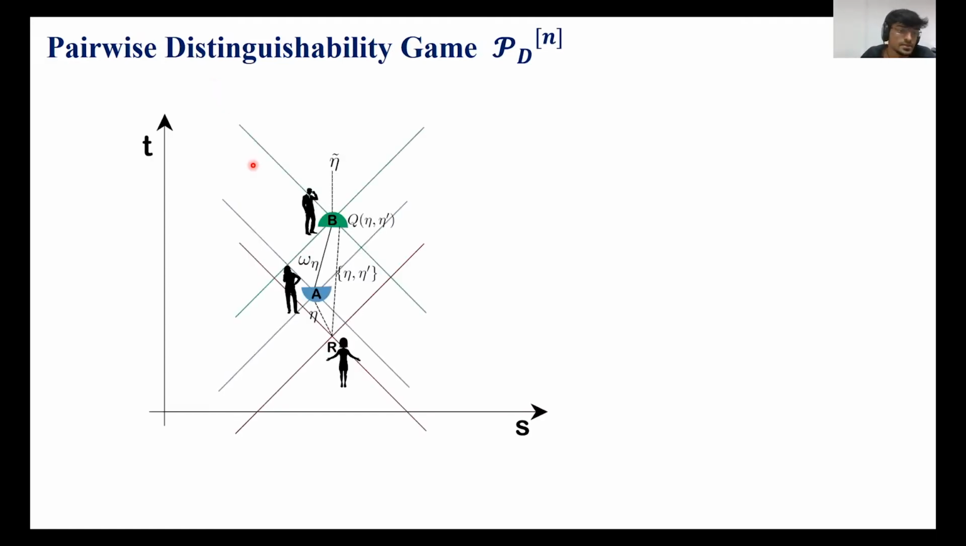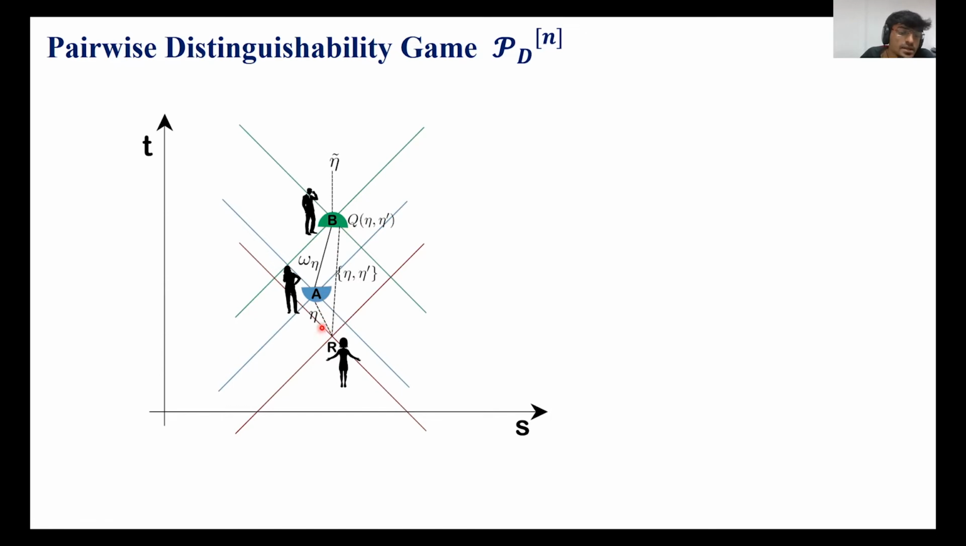To do that, let me introduce this game, which we call the pairwise distinguishability game of n variables. Here we have some referee who will send some message η, chosen from some well-known set of messages. The set is known to all parties. One particular message is sent to Alice, and a question is sent to Bob. The question is some pair η, η′, where η and η′ are different but both belong to the same known set. Bob's task is to guess, depending on this question, which message was actually sent to Alice, whether it was η or η′.